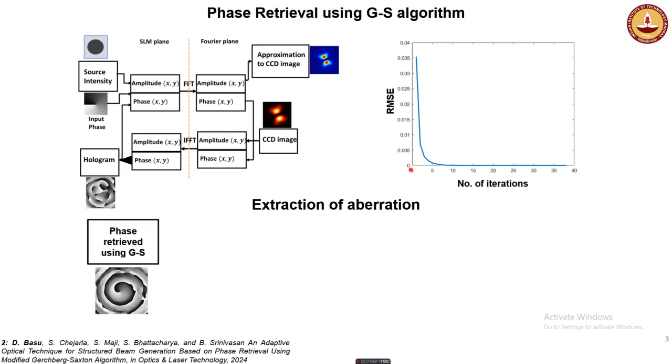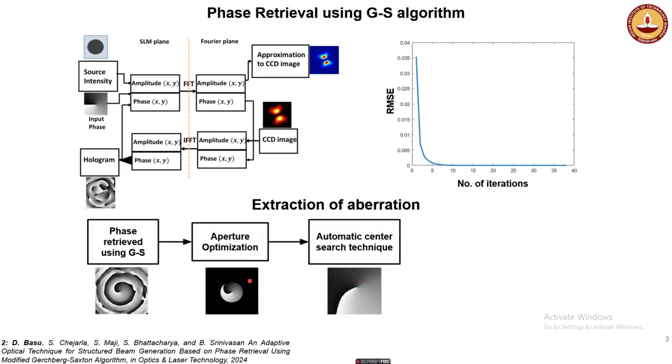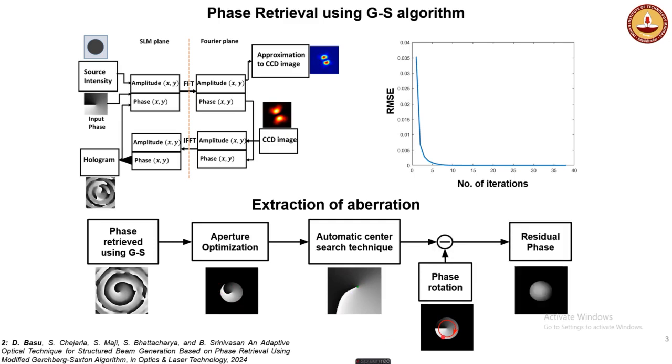After retrieving the phase, we optimize the aperture to get rid of the spurious phase jumps. We came up with a novel automatic center search technique to locate the exact center. Rotate the ideal helical phase to match the retrieved phase, and then the residual phase is extracted.